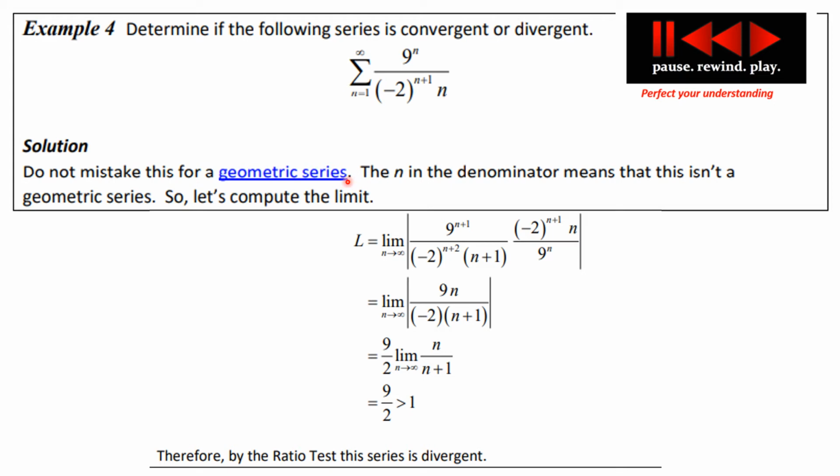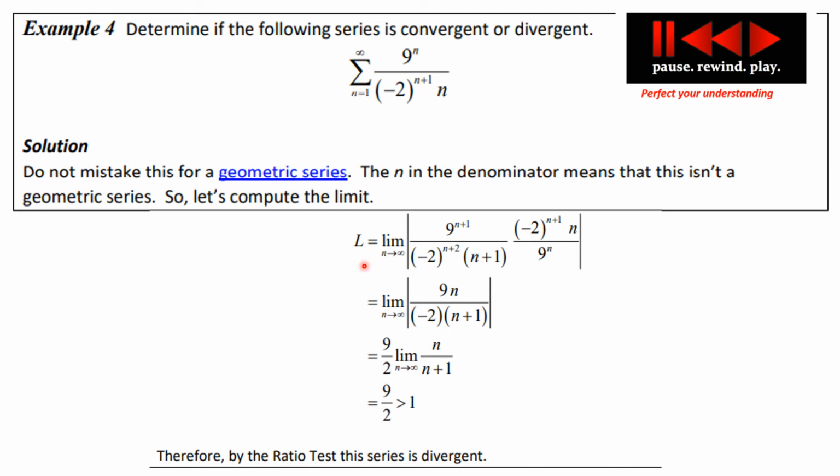Now this is not a geometric series. It's not a geometric series for two reasons. One of the reasons is you've got this n laying out here. And another reason, although you only need one reason, another reason is that these exponents aren't the same. So anyway, we'll start computing it though.